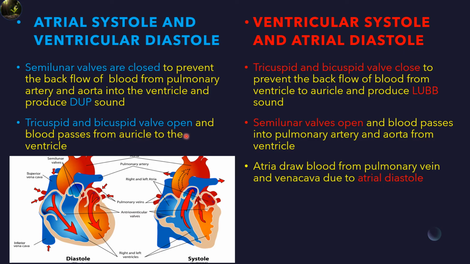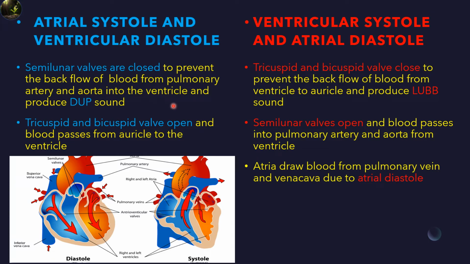Tricuspid and bicuspid valves will open because at the time of atrial systole, blood will enter into the ventricle. From the auricle, blood will enter into the ventricle by the opening of the tricuspid and bicuspid valves. Here you can see the tricuspid valve on the right side of the heart, bicuspid valve on the left side of the heart. These two valves will open at the time of ventricular diastole and atrial systole.